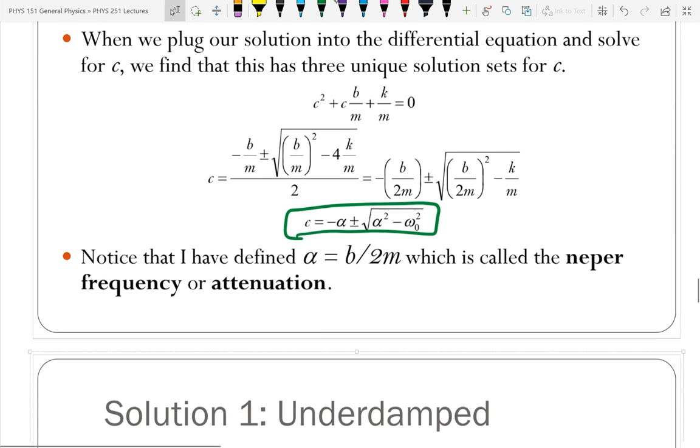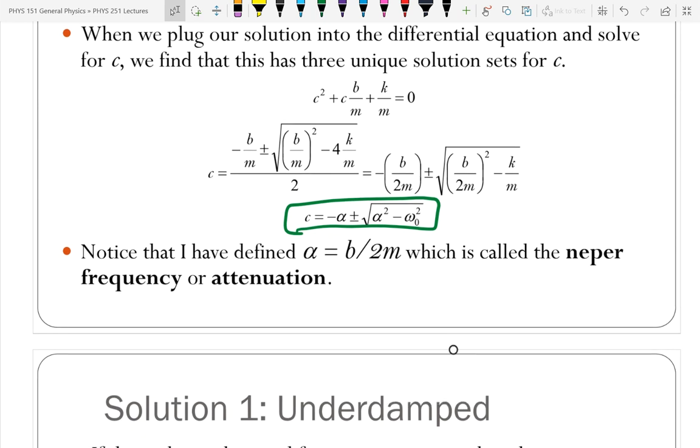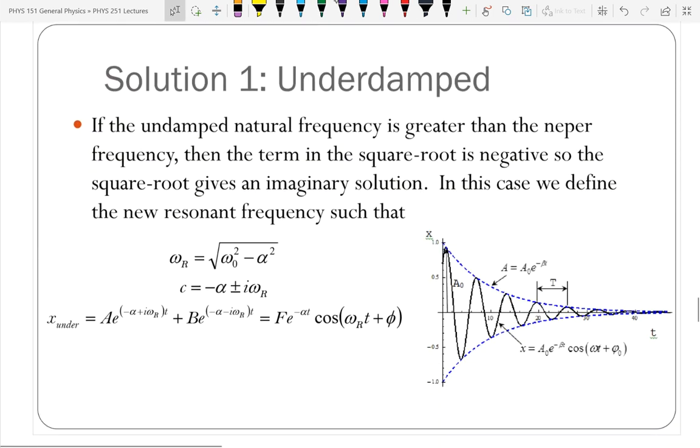So the first case, the one we call underdamped. Underdamped means that the amount of energy we're reducing is a small amount. And if it's a small amount that you're reducing, then the Neper frequency is small, right? Since the Neper frequency is B over 2M, if B is small, then alpha is small. And so that's the one where you have the imaginary solution.